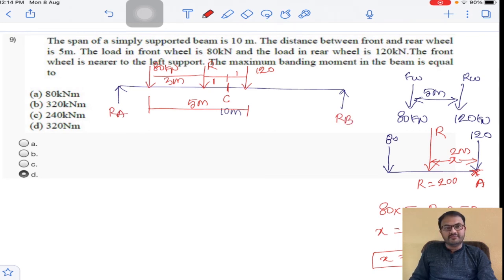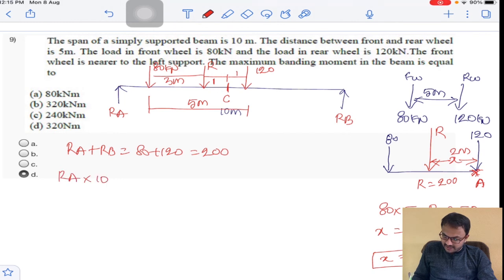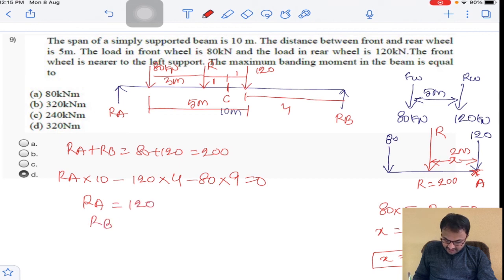For this loading of the beam, you will get support reactions RA plus RB equal to 80 plus 120, so that will be 200. I am taking moment about B. RA into 10 minus 120 into this distance, which will become 4, minus 80 into 5 plus 4, it is 9, is equal to 0. So RA you will get 120, and RB you will get 80 kilonewton.